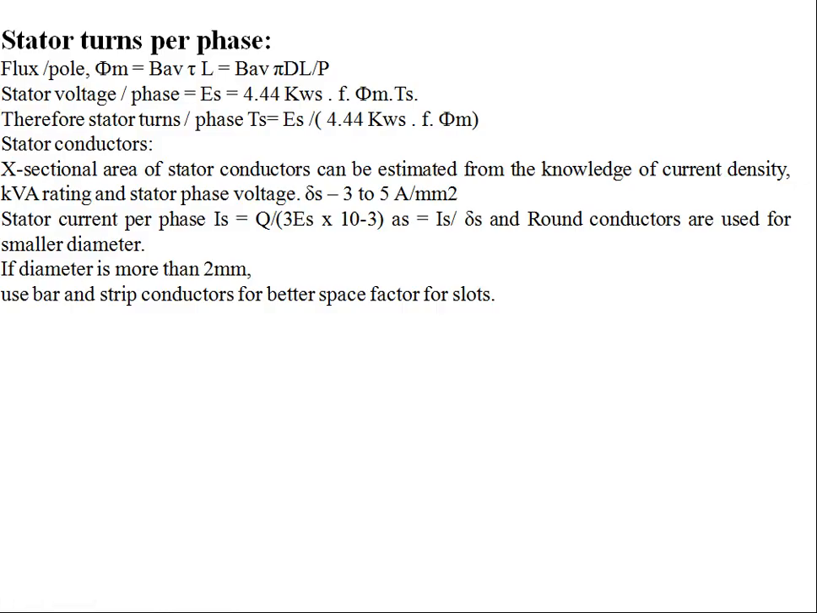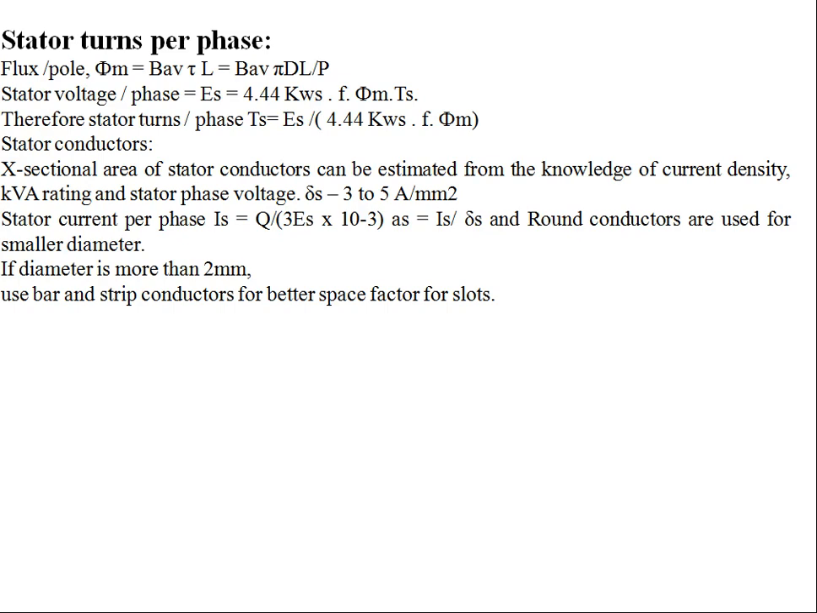Next is stator turns per phase. We have the flux per pole, phi m. From the basic equation for specific magnetic loading, B average, phi m is equal to B average into tau into L. So phi m will be B average into pi D L by P.